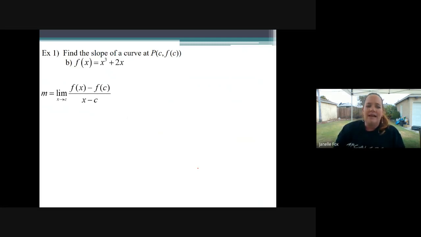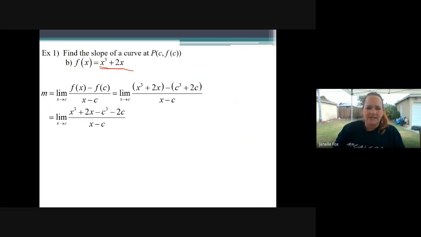Our slope is the limit as x approaches c of f of x minus f of c all over x minus c. I put in the f of x function, which is just this. I put the f of c function, which would just be this, but with c's, and let's roll it. So here we go. The limit as x approaches c of x cubed plus 2x minus the quantity of c cubed plus 2c all over x minus c.